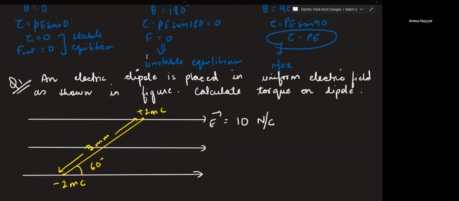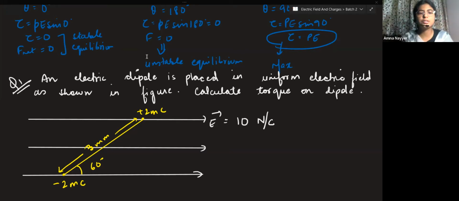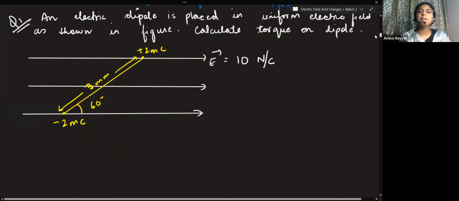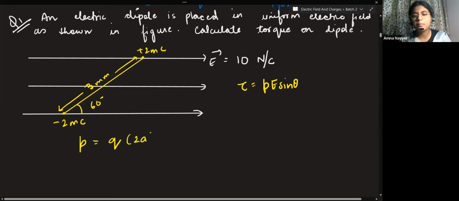So the correct answer has been given by Krishna. Correct, Krishna. See, let us discuss this. What is torque? Torque is PE sine theta. Now, do we know P? We don't know P. We have to calculate the dipole moment. Dipole moment is given by charge multiplied by the separation.